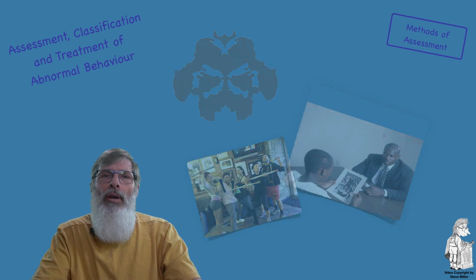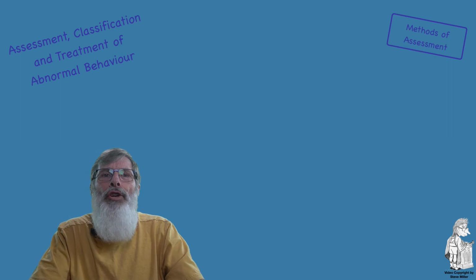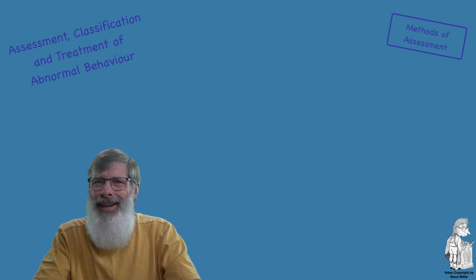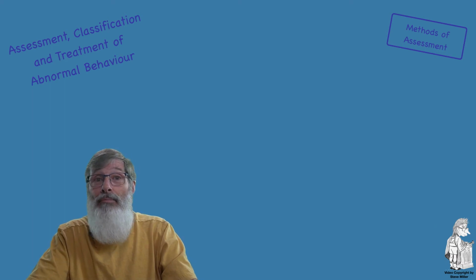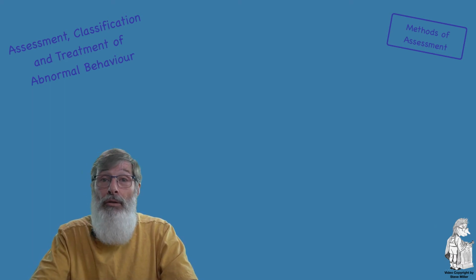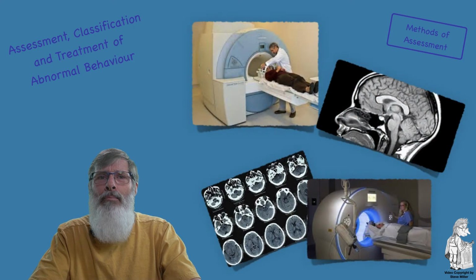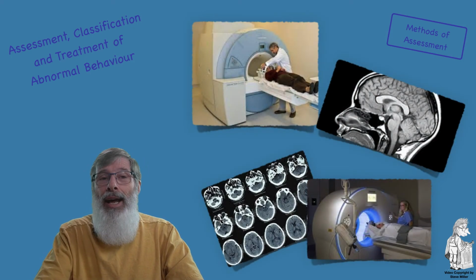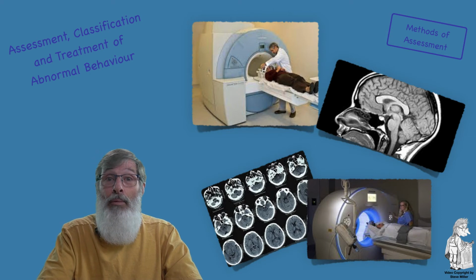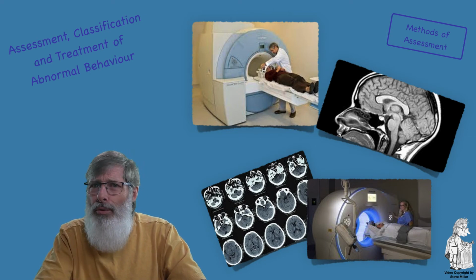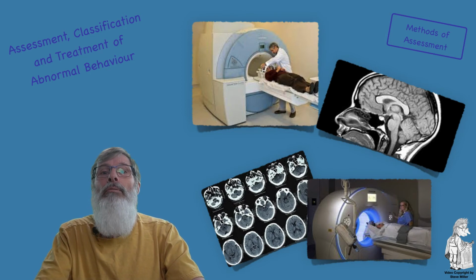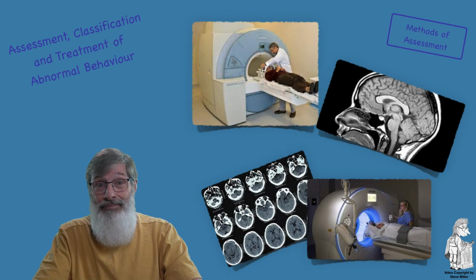Now next are some methods of neuropsychological assessments to help determine organic basis for impaired behavior and psychological functioning. The MRI, magnetic resonance imaging, and the CT, computerized tomography, can determine both if the brain is damaged and if the damage, where is the damage.